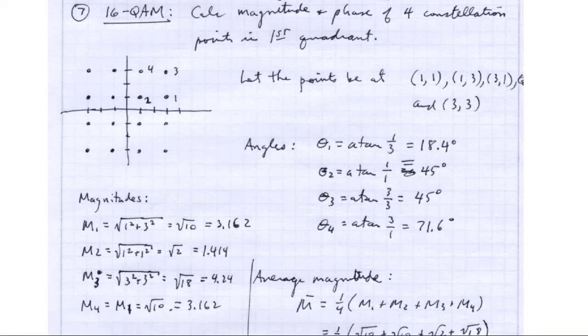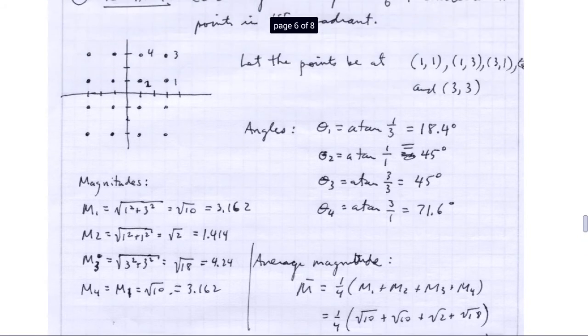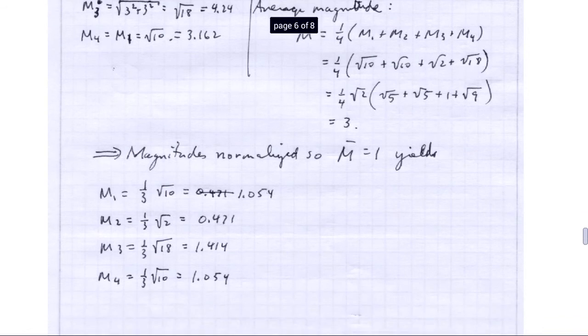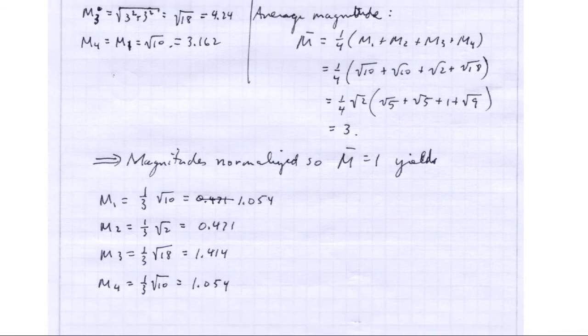Like that. And now I'm going to calculate the magnitudes, and they're straightforward also: root of 10, root of 2, root of 18, and then root of 10 again for number 4. And if I take the average of those values, I'm going to get 3. And the problem says to please take the magnitudes such that their average is 1. So I'm going to go ahead and take this 3 and divide all of the 4 previous magnitudes by 3 and get 1.054, 0.471, 1.414, and 1.054.